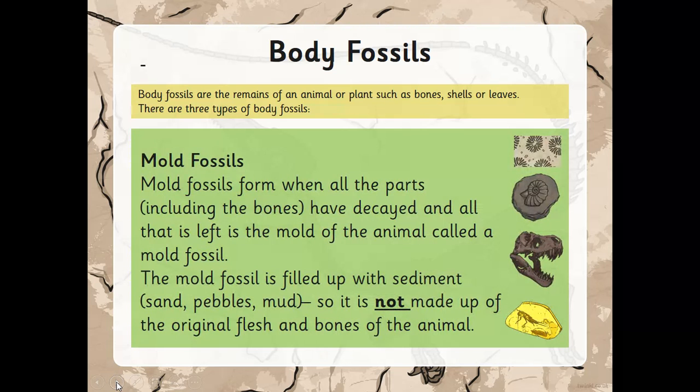Body fossils are the remains of an animal or plant, such as bones, shells, or leaves. There are three types of body fossils. So, mold fossils. Mold fossils form when all the parts, including the bones, have decayed and all that is left is the mold of the animal, like a big hole in the shape of an animal. The mold is filled up with sediment, sand, pebbles, mud, so it is not made up of the original flesh and bones of the animal. All that's rotted.